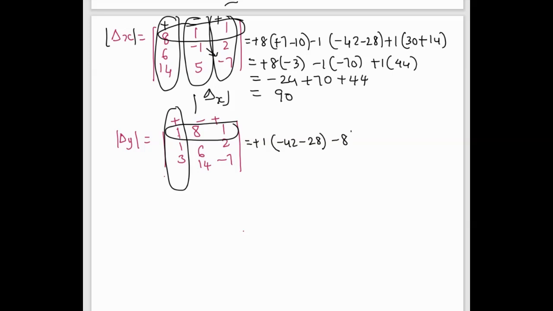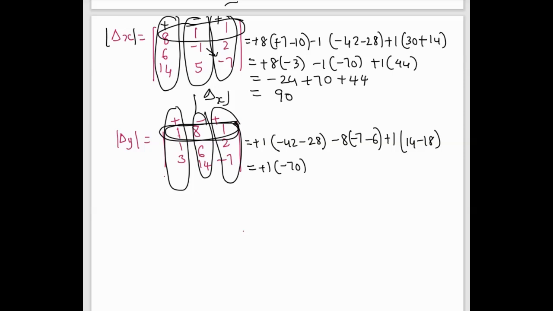Then minus 8 into second row, the column we leave. Then it is 7 minus 7, minus into minus, it is minus 6. 3 twos are 6. Then it is plus 1, plus 1, last one, last column. It is minus, it is 14 minus 18. So here it is plus 1 into minus 70.